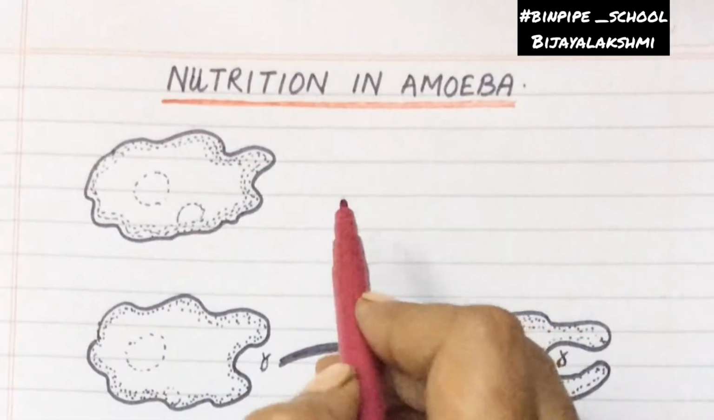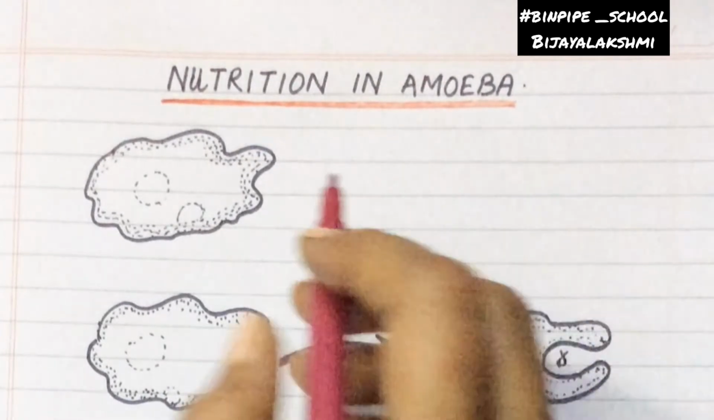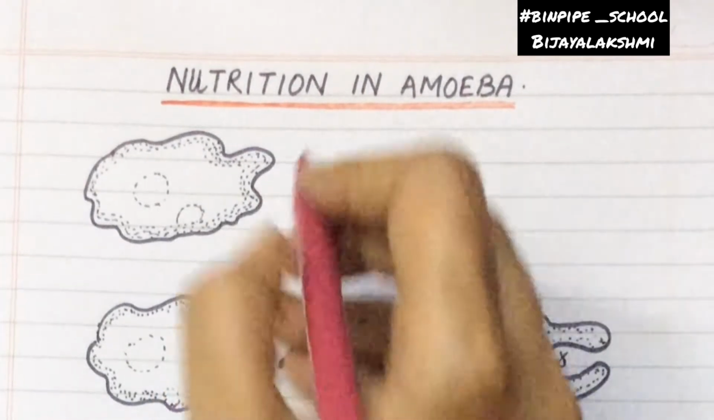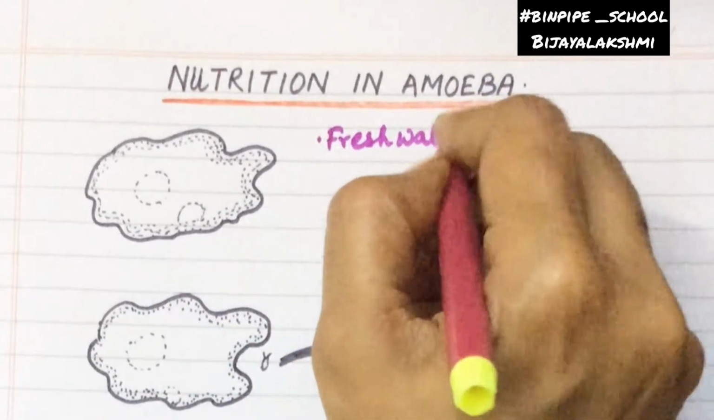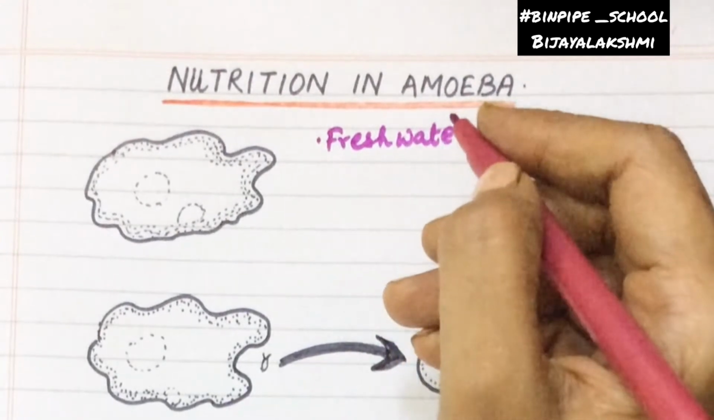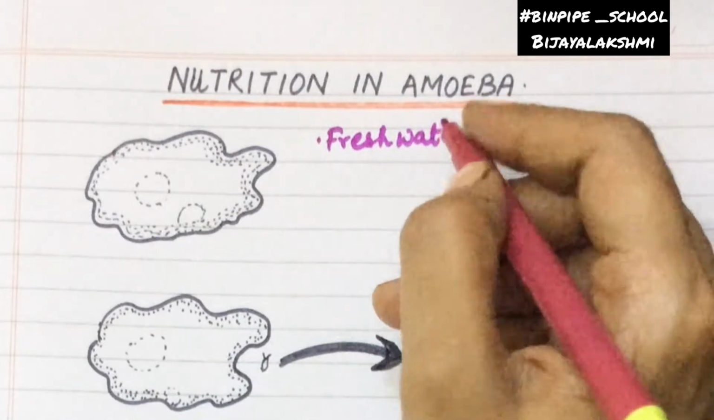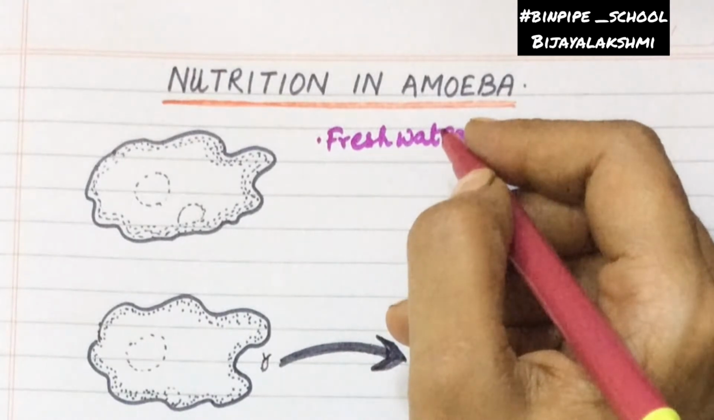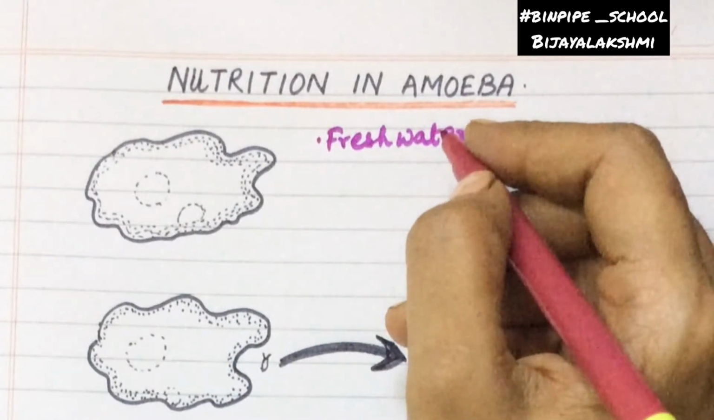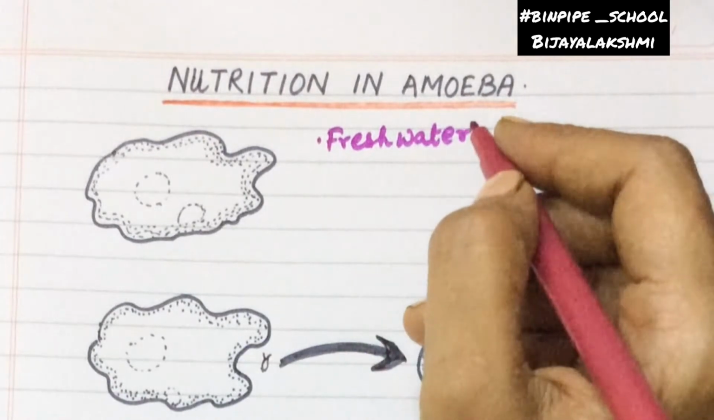Now amoeba is a simple unicellular aquatic protozoa, you can say. It stays in fresh water. It is a freshwater organism generally found in ponds, lakes or water pools. And it is microscopic in nature, that means it cannot be seen with naked eyes, and it feeds on microscopic animals such as bacteria and decaying food particles, even microscopic plants that are floating in water.